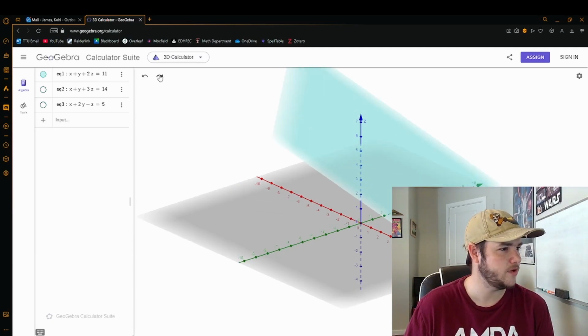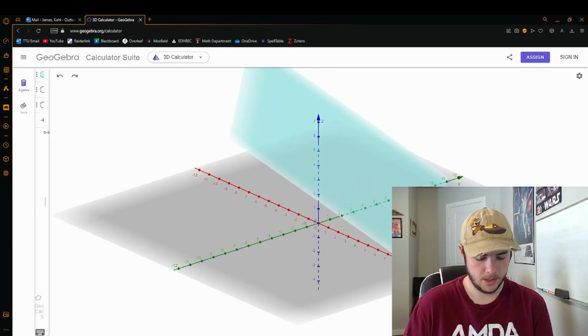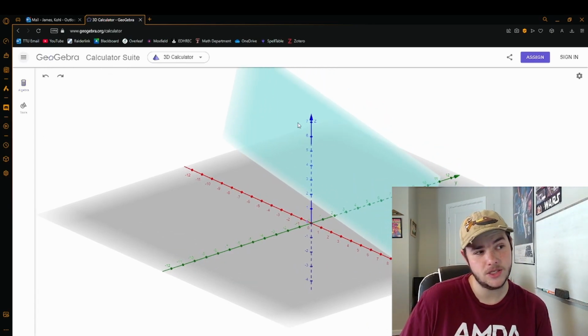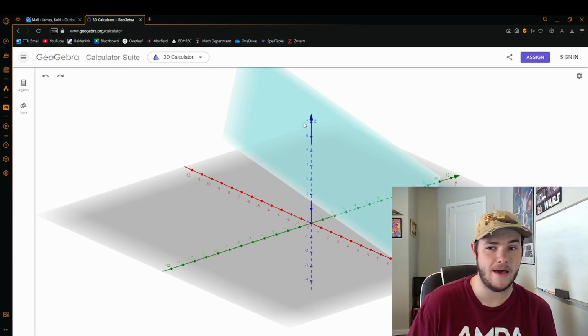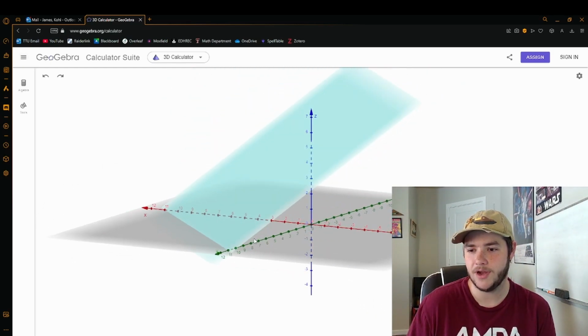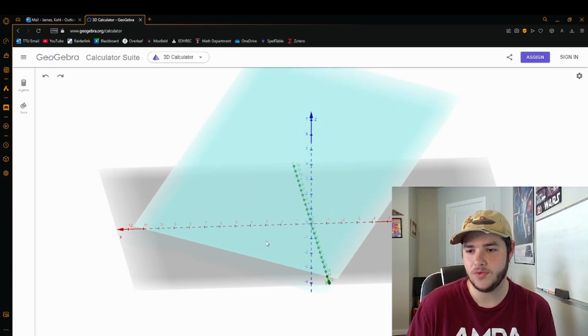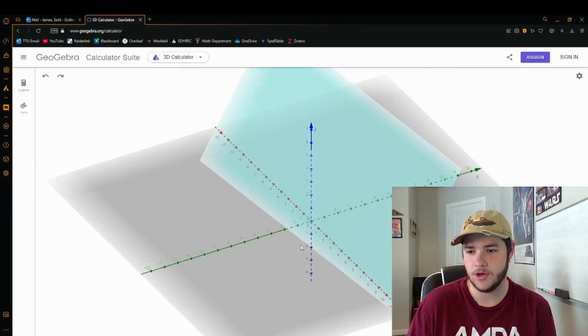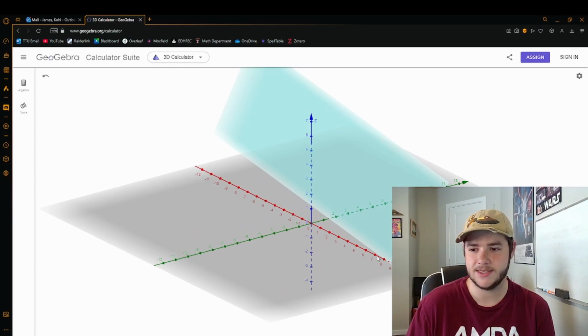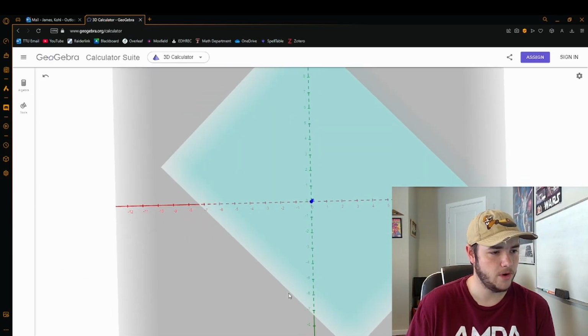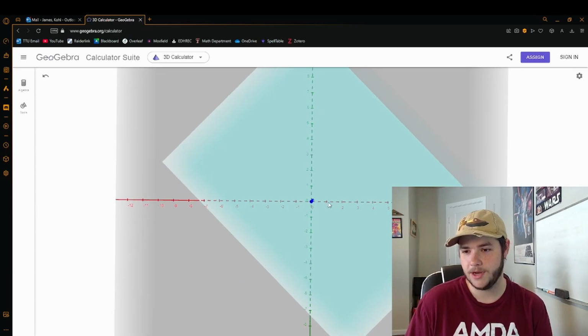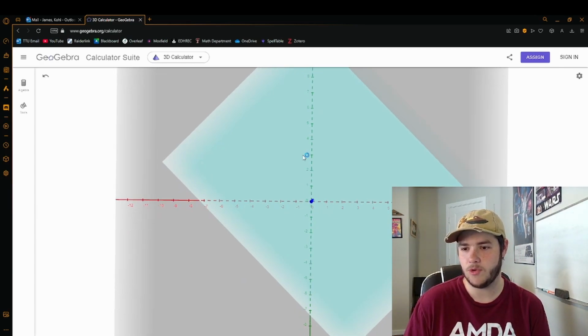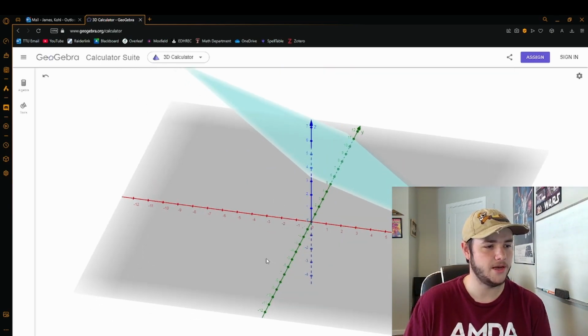Let me see if I can collapse this. Okay, so this is the equation 1x plus 1y plus 2z equals 11. This would be a linear equation in 3 variables. And as you can see, it forms a plane in 3D. The red line you're seeing down here is the x-axis, the green line is the y-axis, and the blue line is the z-axis, right? So when I look at it this way, this is 2D, right? This is our normal plane, x-axis, y-axis, and now coming out of the plane is our z-axis.